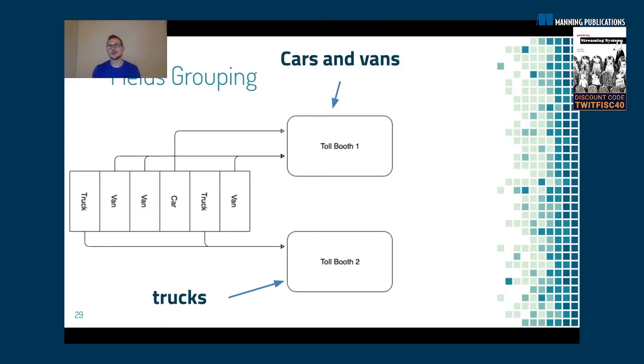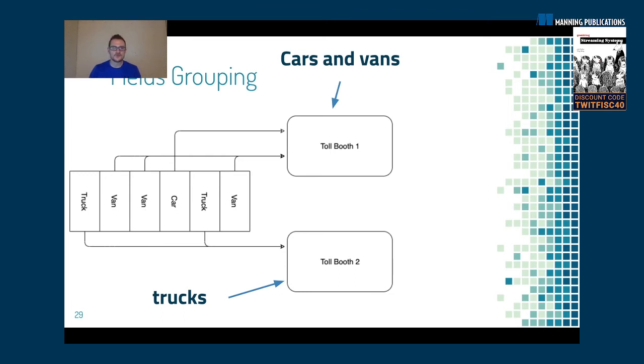So then there's fields grouping. What's the difference? Fields grouping allows you to predictably route data to a specific downstream instance component. So right now we have toll booth 1, toll booth 2. They should be 0 and 1, but typo by me. The way fields grouping works is that vans, in this case, always go to toll booth 1. You can see it here, and you can see it here and here. These last 2 vans, they all go to toll booth 1.